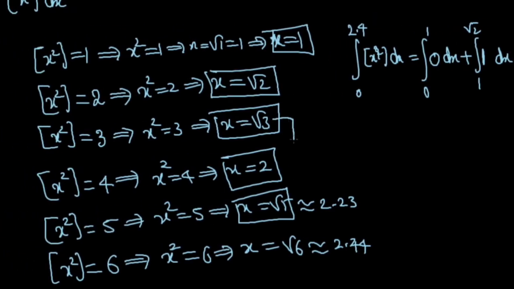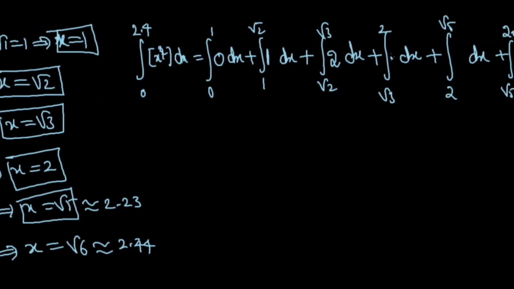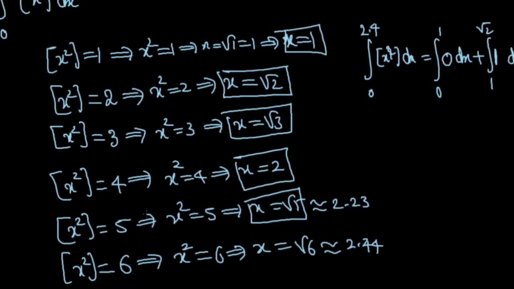Next, root 3 to 2. The function range is 3 to 4. So the step function of 3 to 4 is 3. So this is 3. Next, the step function of 2 to root 5 is 2 to root 5. This is the value, right? So the step function of 4 to 5 is 4.